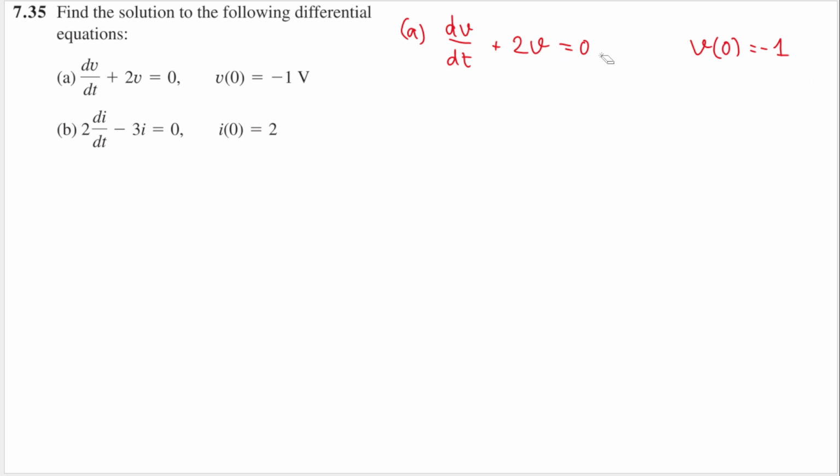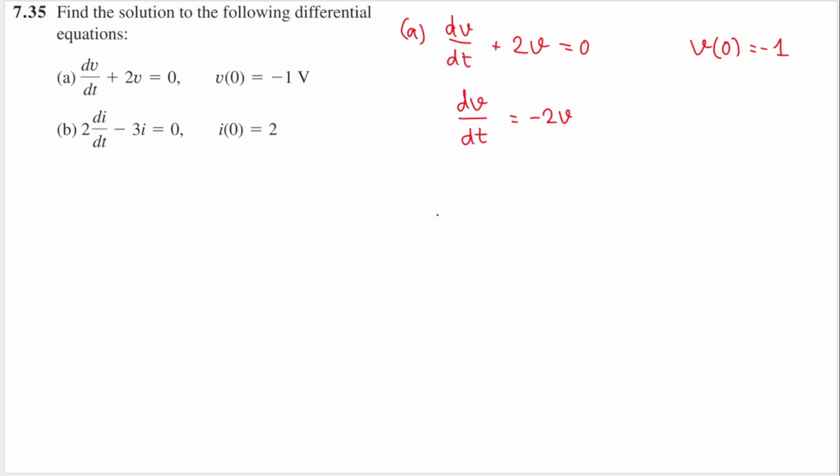So the goal is to separate the variables, one variable on the left hand side and the other on the right hand side. And our target is to separate the v and the t. So I want all the v on the left hand side and all the t on the right hand side. I think I can move this plus 2v to the right hand side here. So we will have dv over dt is equal to minus 2v.